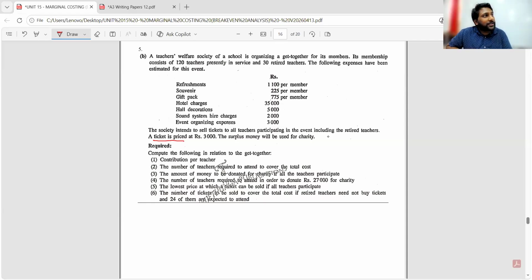Now, when you are doing these questions, people, first you have to identify the variable cost and the fixed cost. So you are going to have a small get together. You are going to invite the teachers. And for the teachers, people, you are going to sell a ticket. Each ticket you are going to sell it for 3,000 rupees. And for each teacher who is participating, people, you are going to give a refreshment.